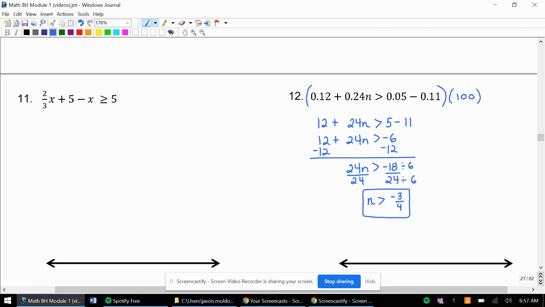Make sure the variable's on the left and you still have an inequality sign. It's not an equal sign. And double check that you didn't change the type of inequality sign. This one does not have the equal sign underneath it.